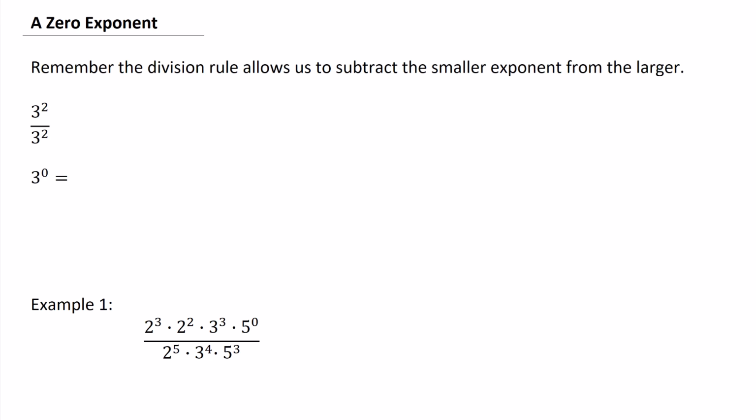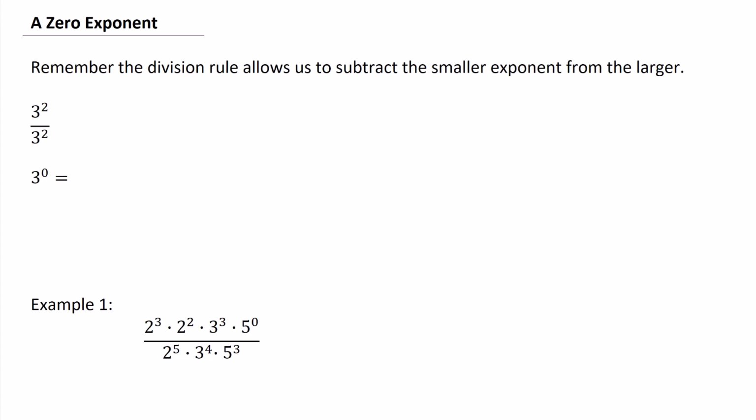In this video, we're going to talk about a zero exponent and what it means. Remember the division rule that allows us to subtract the smaller exponent from the larger? This still works, but what happens if the exponents in the numerator and denominator are the same or equal? That's the case in this fraction where we have 3 squared over 3 squared.